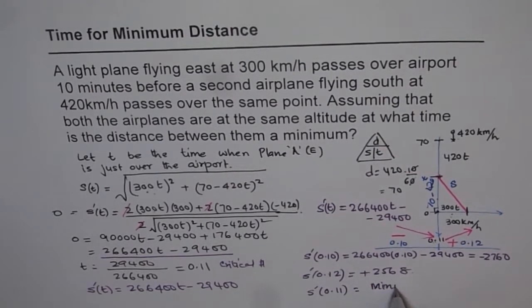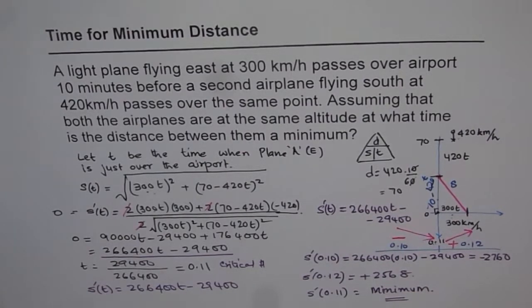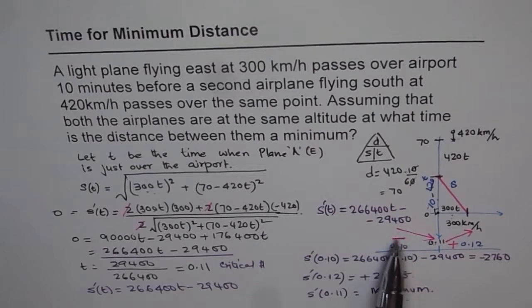Do you understand? Now, this is very important to show in examination, how you show that this critical point is a minimum. It is a minimum since before this, the distance between the two was decreasing, and after this it started increasing. Therefore, this is a minimum, right? So that is what I'm trying to emphasize here, and I hope you get the point.